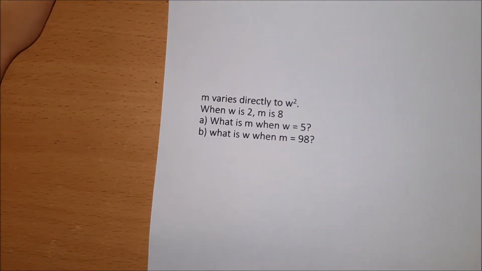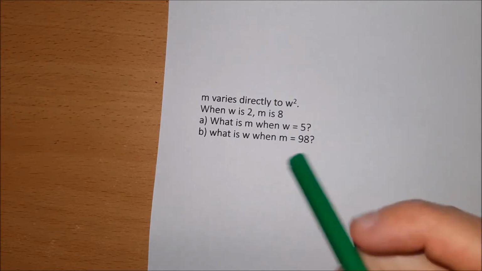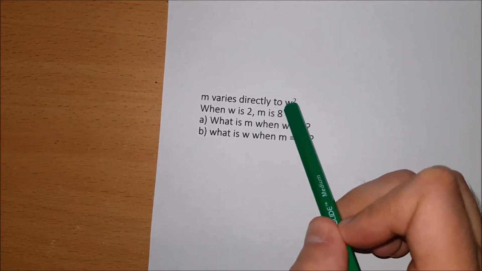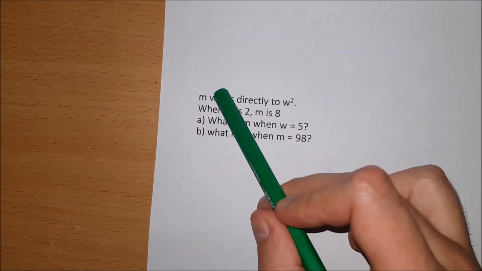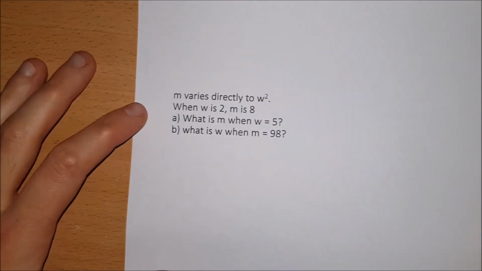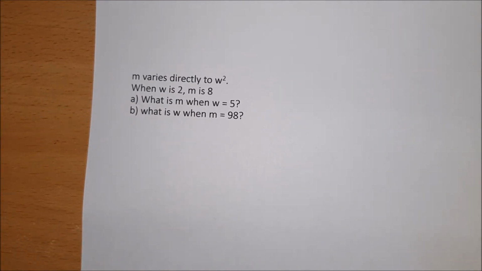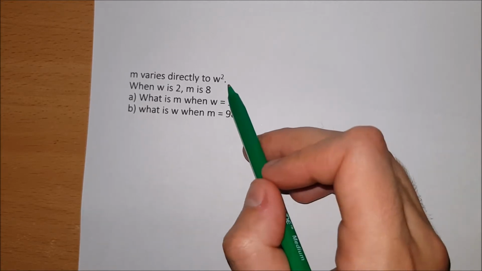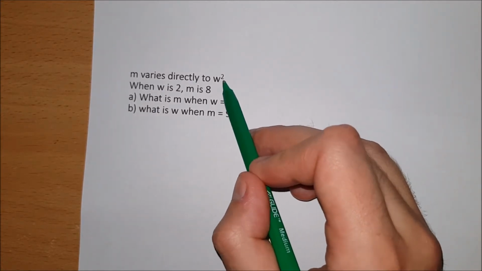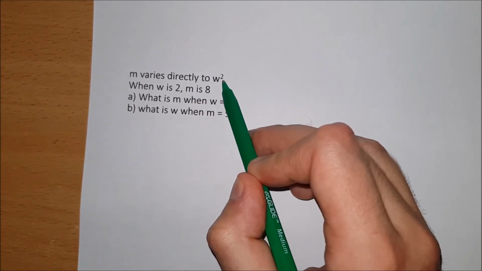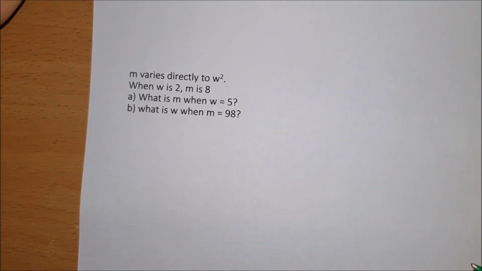How this can also be used is, it might not be y is directly proportional to x. What this question says is m varies directly to w squared. And if something varies directly, then it means exactly the same as being directly proportional. If m varies directly to w squared, then m is directly proportional to w squared. So there's a second difference there because it says w squared. So when you're filling in your table, you need to be quite clear that it's w squared you're putting into your table instead of just w.